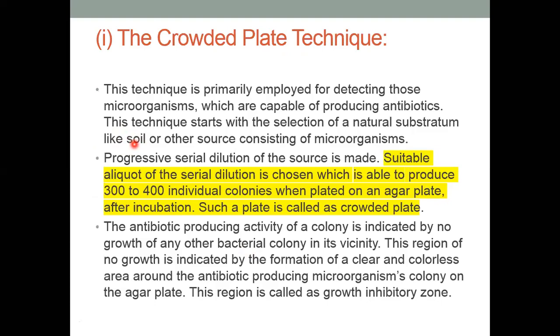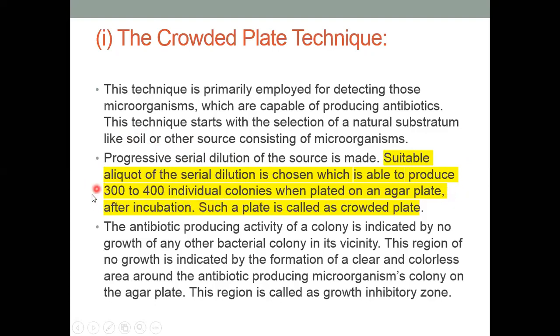So you're taking soil and you're making serial dilutions out of this soil. What is serial dilution? You consecutively dilute a single sample until you have many dilutions of the initial sample. And you place each one of the serial dilutions on a plate, and you repeat the process until you get 300 to 400 individual colonies on a single agar plate, right?